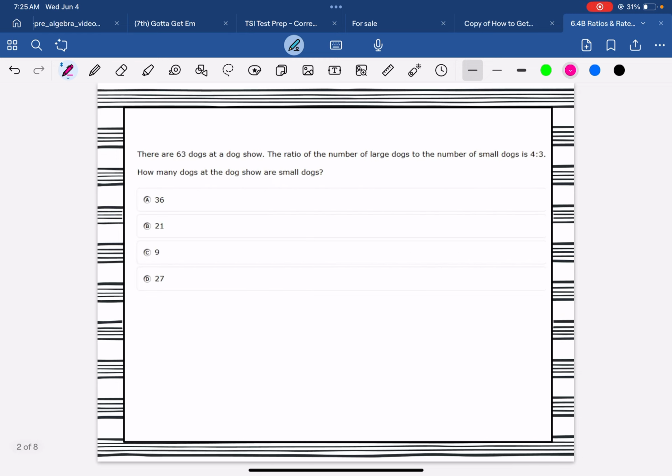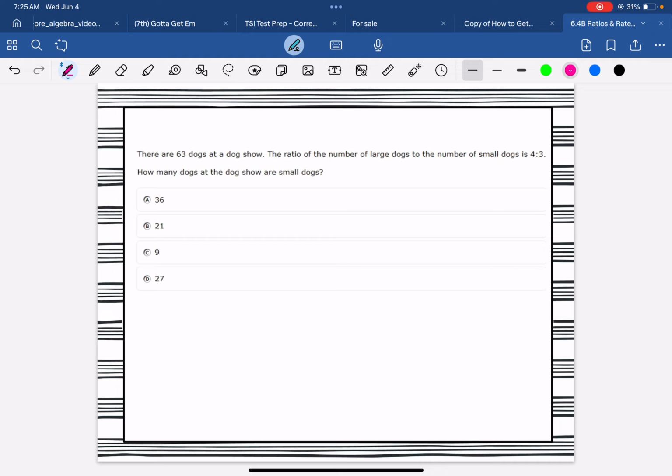All right, for the next one, it says there are 63 dogs at a dog show. The ratio of the number of large dogs to the number of small dogs is 4:3. So it has a colon, but that does mean to in this situation. How many dogs at the dog show are small dogs?